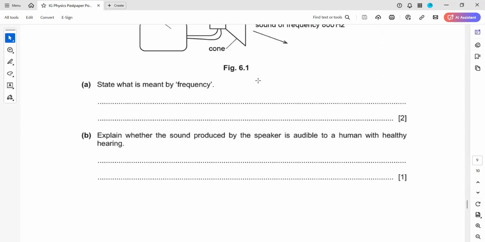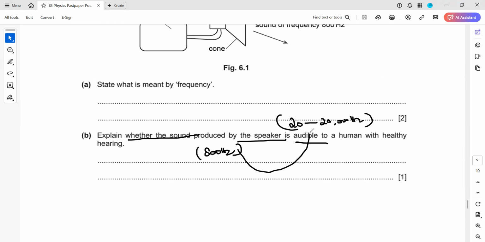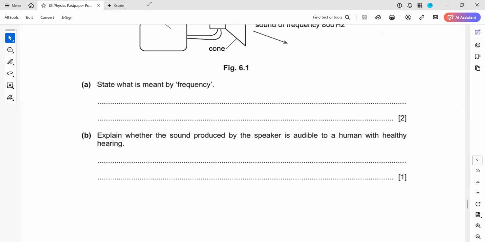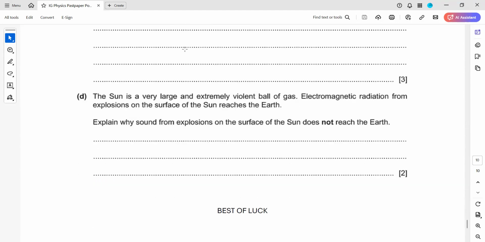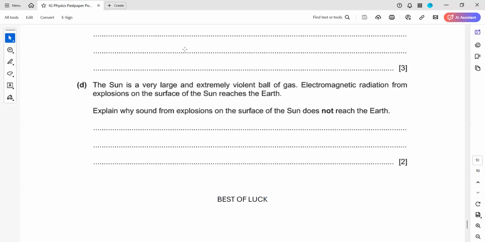So in this question, the only last part: whether the sound produced by a speaker is audible, you have to compare with the audible range. The audible range is from 20 to 20,000 hertz. The speaker was producing 800 hertz. So this 800 hertz is within the audible range, so it can be detected by a healthy human ear. Every human has a different range, and the range changes with age.